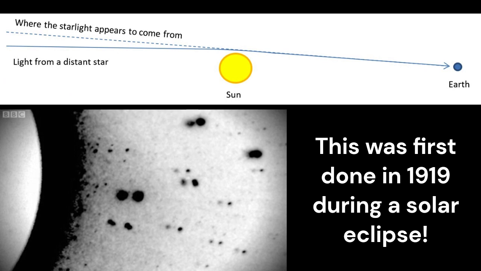This was first done in 1919 during the solar eclipse, where the sun's blocked out by the moon. And you can see, the starlight appears to come from a different direction when it gets bent. And here we have a really cool photo of overlays. The stars have to be photographed when it's not during the solar eclipse to get their true positions, and then overlaid with the photo during the eclipse to get their shifted position. Very cool photo.